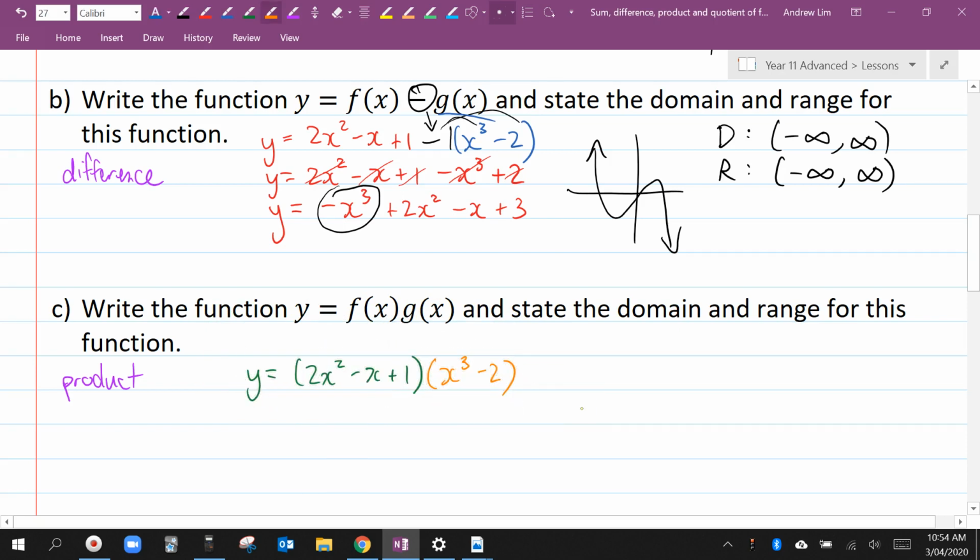Alright, so when we multiply this, we're just going to use the FOIL method. Unfortunately, it's not just a normal FOIL, but we need to multiply every term. So this first term by everything that's in there, and then the second one, and then the last one. Okay, so let's have a look at this.